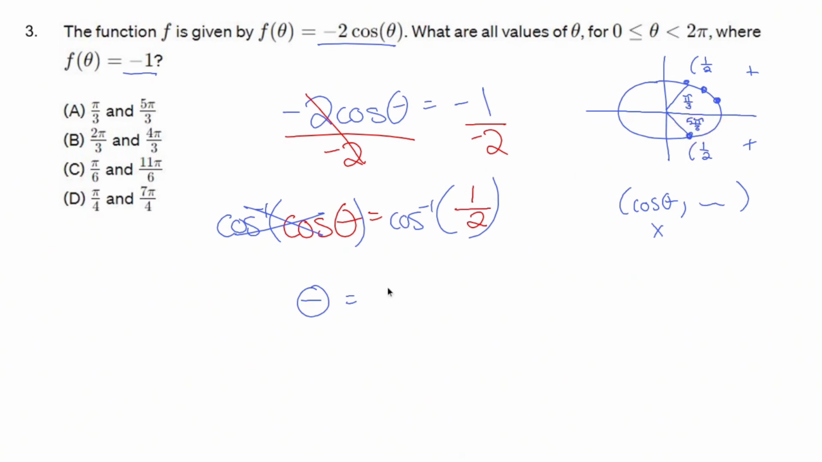So theta is pi over 3 and 5 pi over 3. Those are my answers, which would be A.